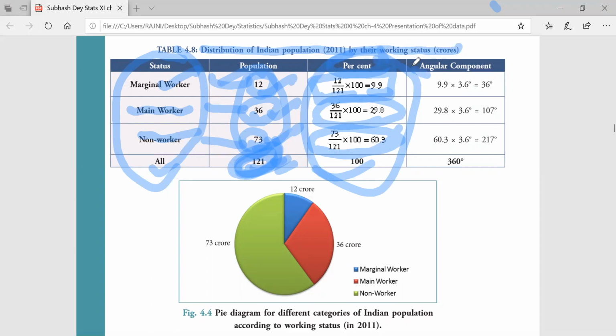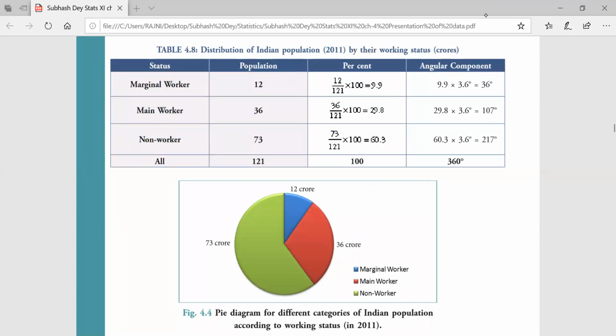You just have to convert this percentage data into the form of angular components: 9.9 into 3.6, 29.8 into 3.6, 60.3 into 3.6. The total will ultimately be 360 degrees. Now the question arises, how will you represent the data in the form of a pie chart?